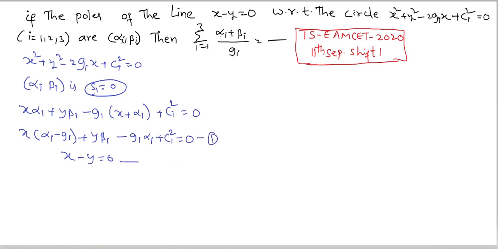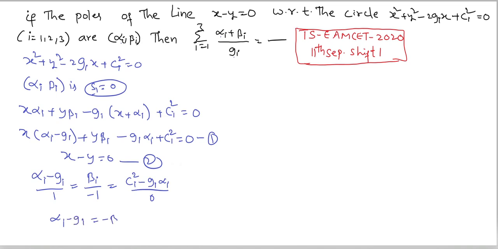So compare these two equations, that is (alpha i minus g) by 1 is equal to beta i by minus 1 is equal to (c square minus g alpha i) by 0. From the first two equations, that is alpha i minus g is equal to minus beta i. So alpha i plus beta i is equal to g.